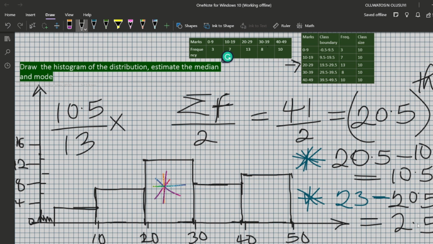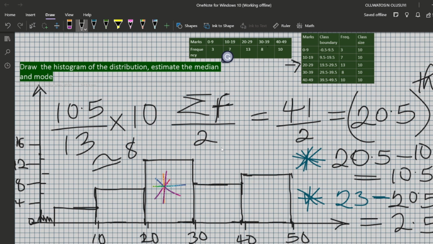times the class size. What is the class size? The class size is 10. So our answer should be 10.5 times 10. That's 105. So 105 divided by 13 is 8.07. Approximately that is 8.